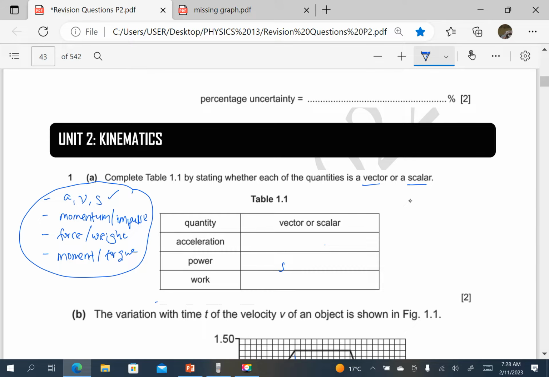So from our table, it is only acceleration which is a vector, and the rest are scalar quantities.